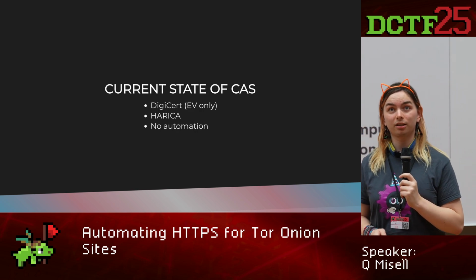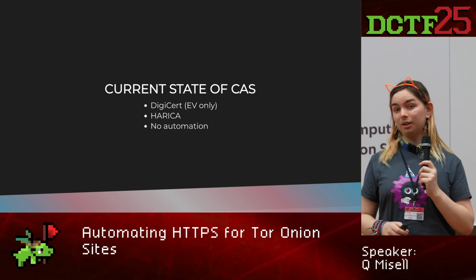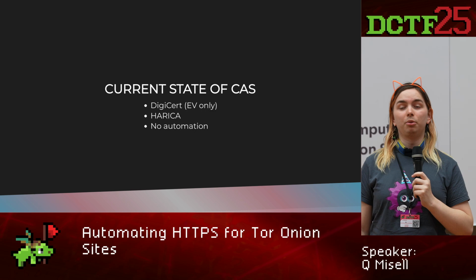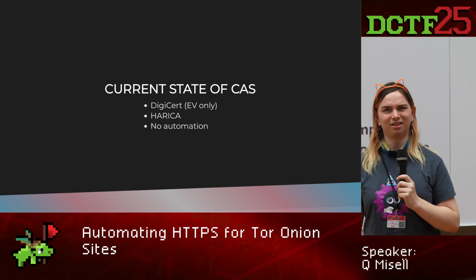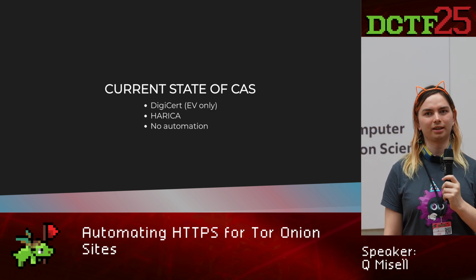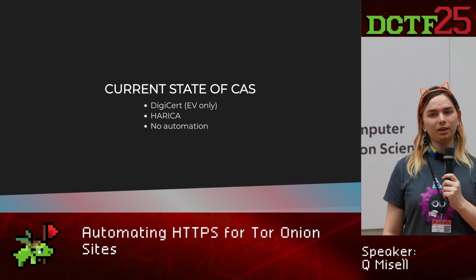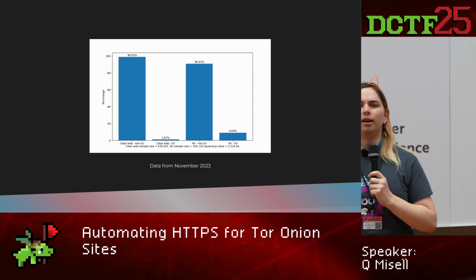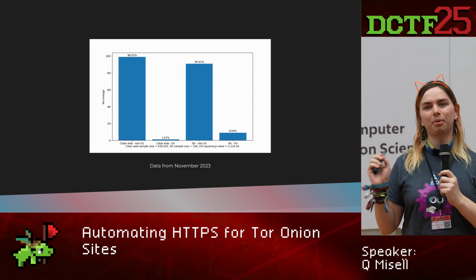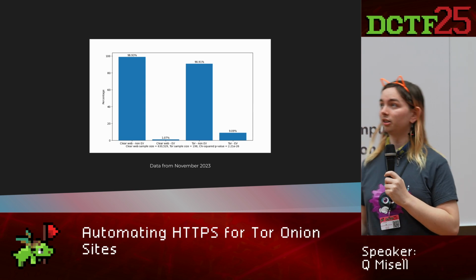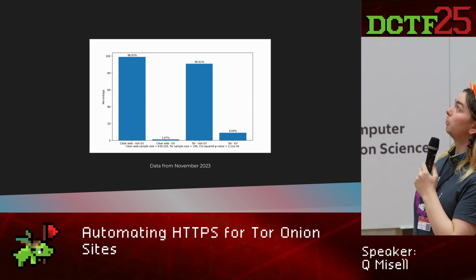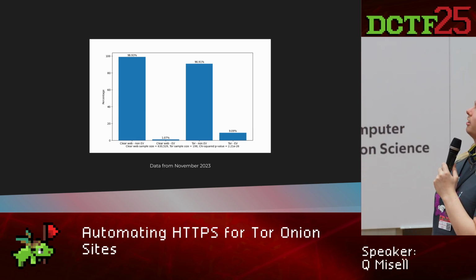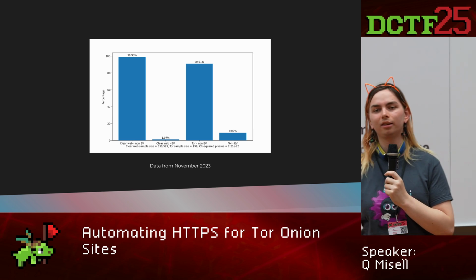HARICA, which is the Greek Universities Research Association, will issue you a normal domain validated certificate, like the normal ones you get on every website. But neither of these has any automation, so you're still stuck copying text files around and dealing with confusing web interfaces at least once a year, and paying. We can see the impact of DigiCert only issuing EV certs, because on the open web about 1.07% of websites have EV certs, but of Onion sites it's closer to 10%.